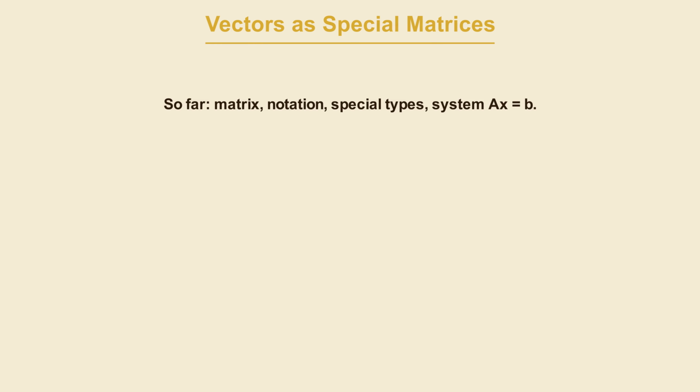So far we've established what a matrix is, the notation, and the special types that we're going to encounter. We've also seen that a system of linear equations can be written compactly in matrix form, Ax equals b. But we haven't yet defined what it actually means to multiply A and x together. We've written the equation, but we haven't said what the operation actually is.